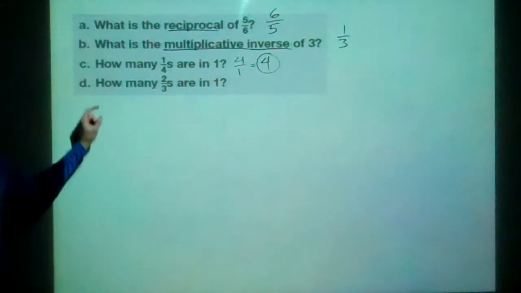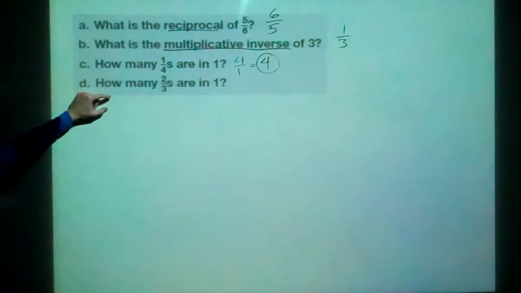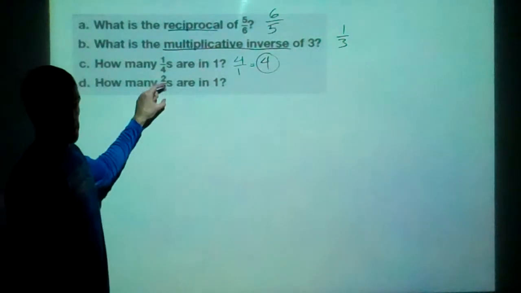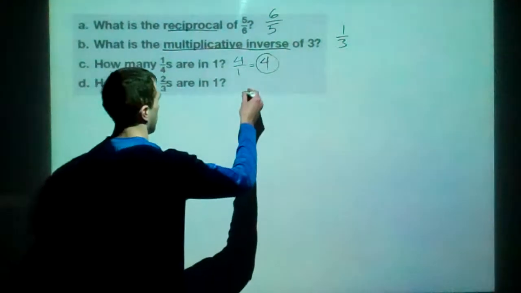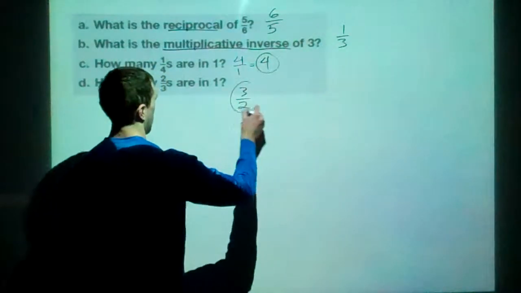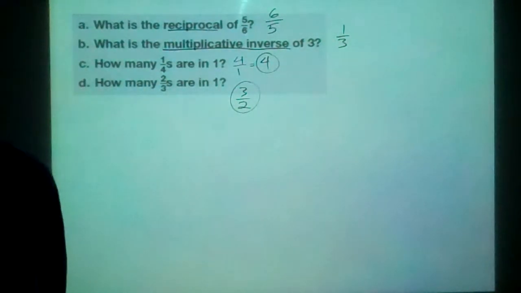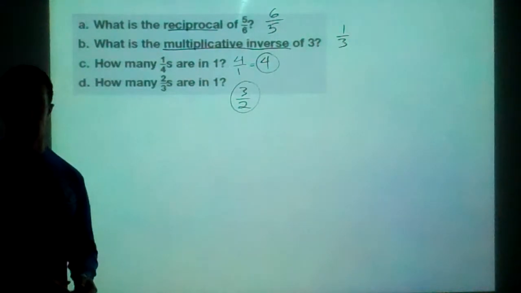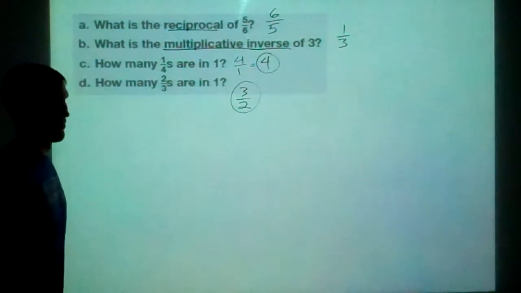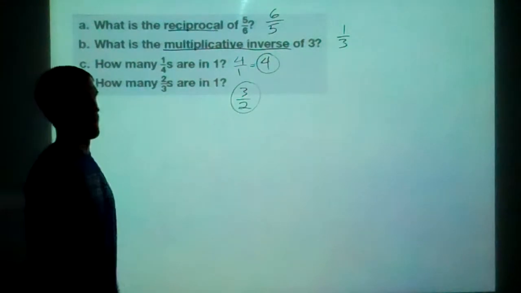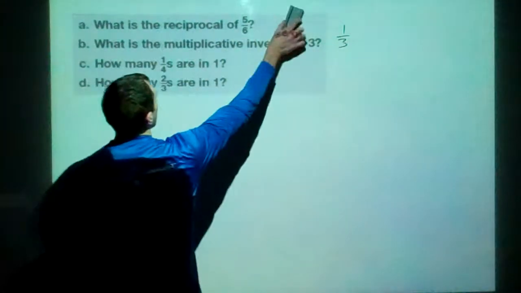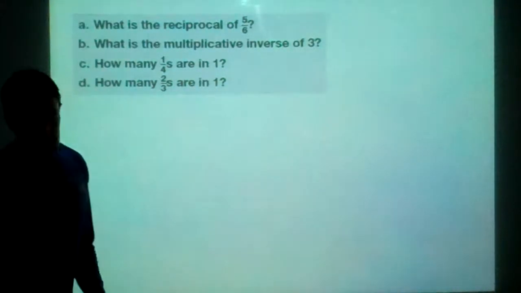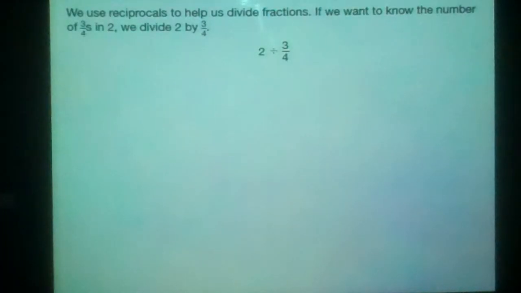Okay? So that leads us into D here. How many 2/3 are in 1? Well, we'll just take the reciprocal again, make it real simple. 3 over 2, so 1.5. 3 halves of 2/3 are in 1. Sounds a little confusing, but this is definitely leading us in the right direction towards dividing fractions. Because we need the reciprocal in order to divide. And that's what this is saying right here. So we use reciprocals to help us divide fractions.